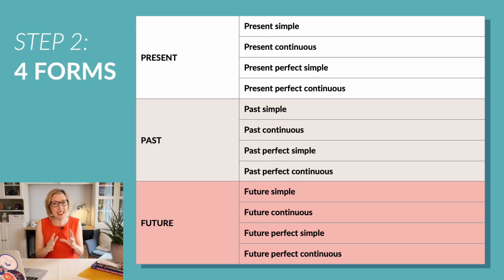Second step. Now, each of these times has 4 forms. Fortunately, there is some logic to this. All of the times have the same forms. There's the simple, the continuous or progressive, it's the same thing, the perfect simple, and the perfect continuous. And we'll look at each tense for the present, the past, and the future so that you can see the similarities and how they work.